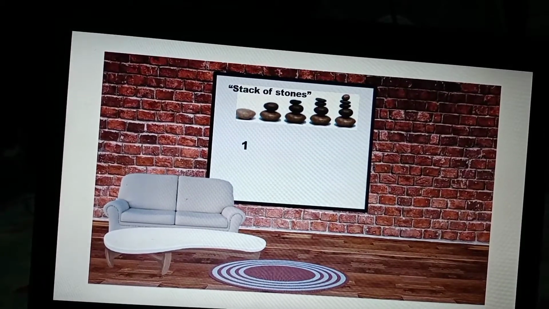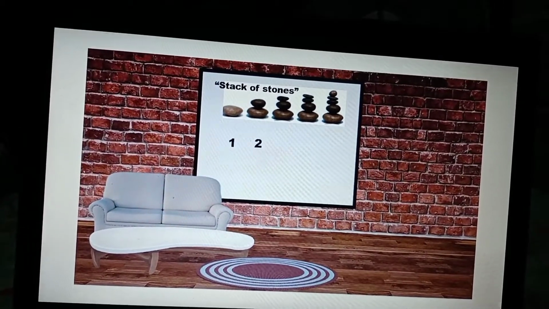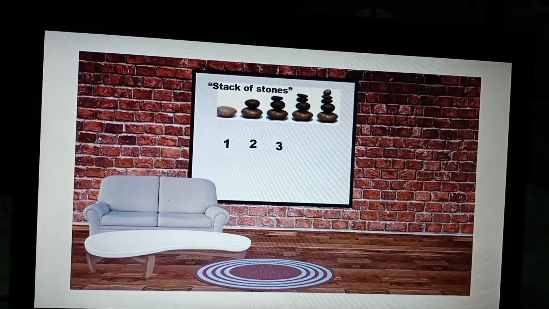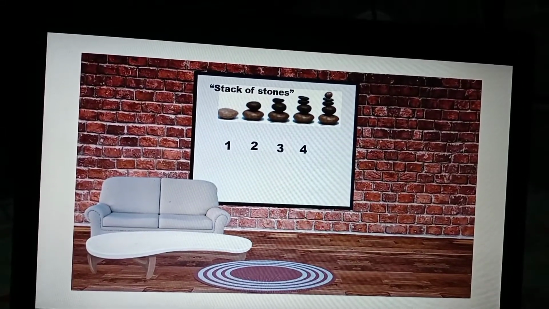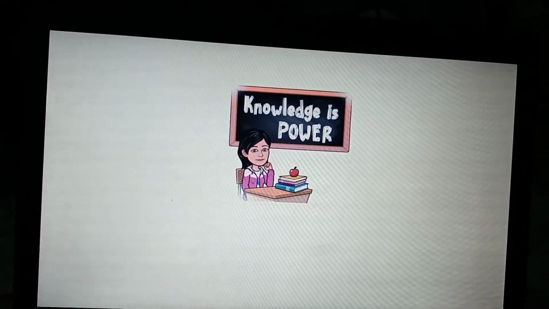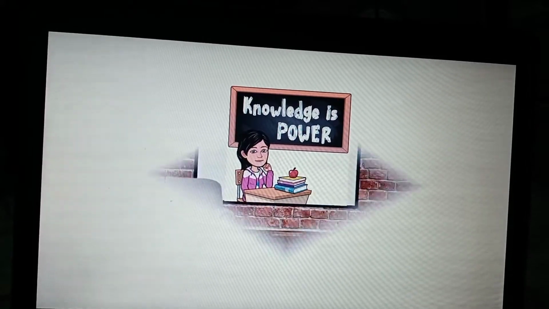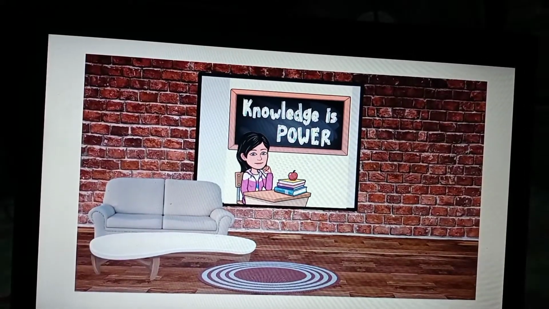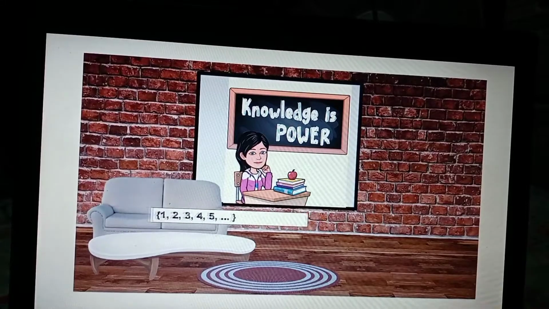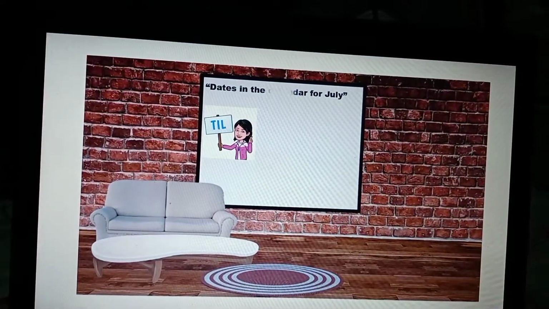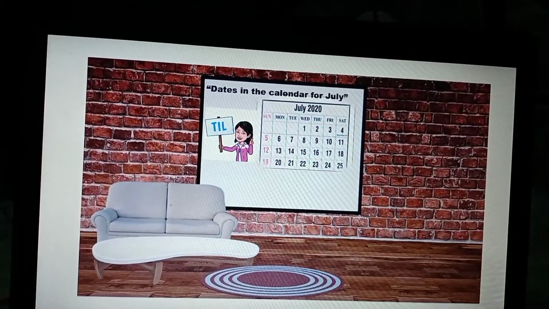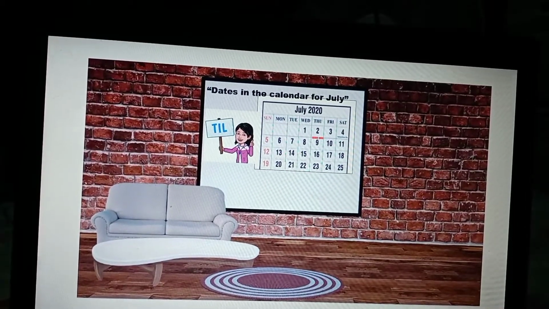And then let's consider this stack of stones. So we have 1, 2, 3, 4, 5, followed by 6, and then 7, and so forth and so on. So, the sequence given is 1, 2, 3, 4, 5, and so forth and so on, all are counting numbers.